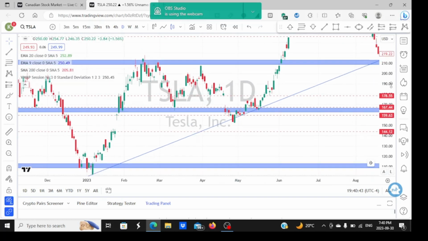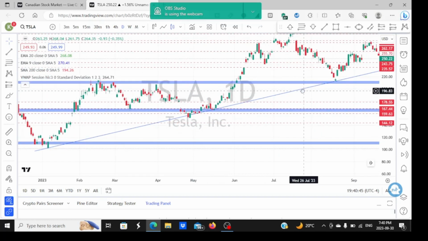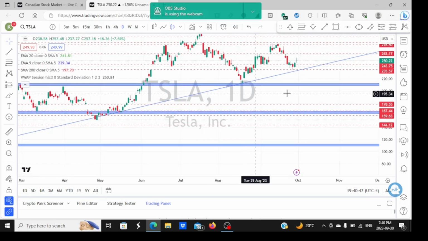So going forward, where are we right now? Okay, so this is gaps, daily gaps. So I just looked at daily gaps today in this video.